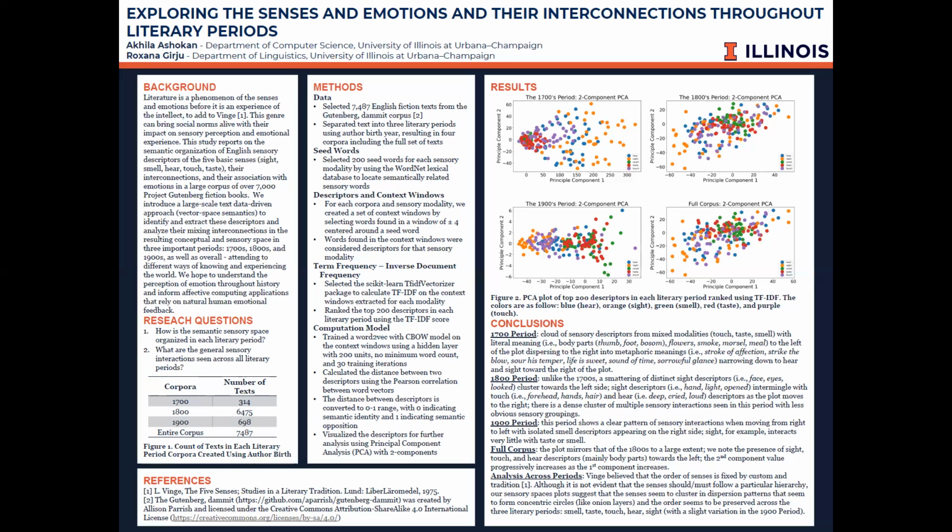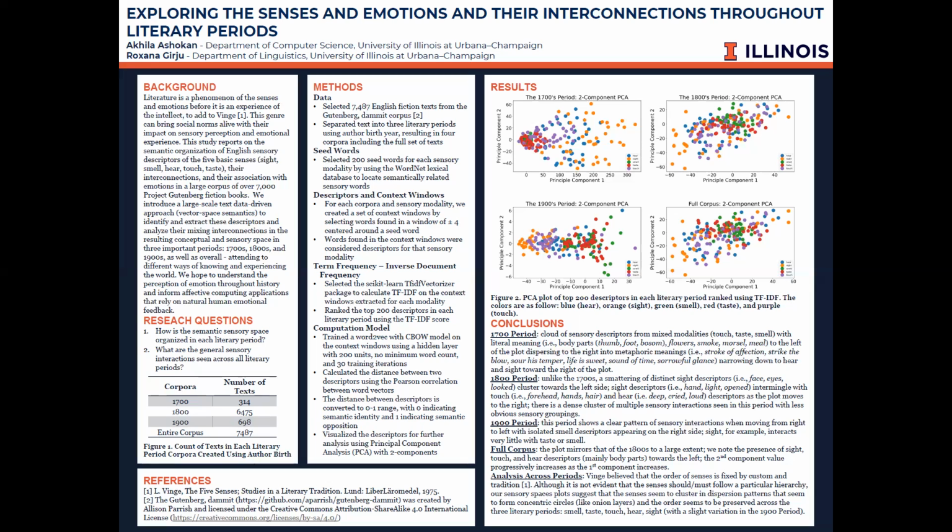As we move towards the right, we see the dispersion of hearing and sight descriptors that represent more metaphoric meanings like stroke of affection, strike the blow, or sour his temper. The lack of clusters towards the right could indicate that these metaphoric uses of these senses were harder to identify as being semantically similar.